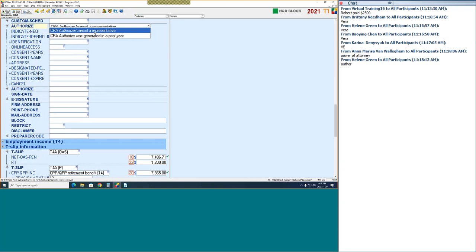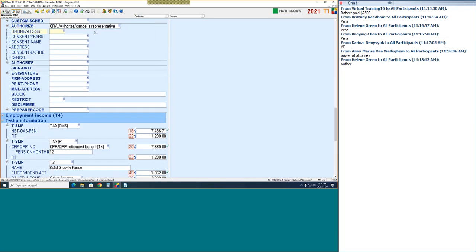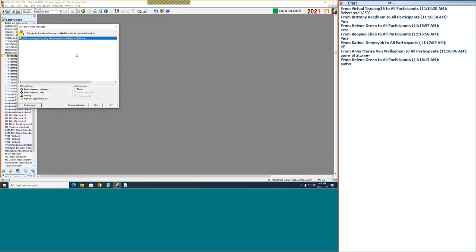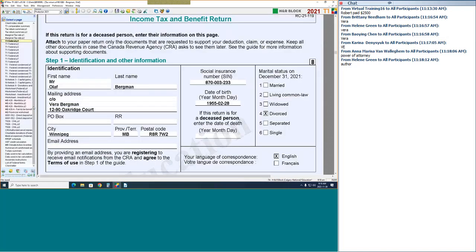We want to generate an authorization form. So we're going to say CRA authorized representative. It's going to give us a warning. That warning is telling us you need to print this and sign it and electronically submit it. So what I'm going to do is go in with my warning there, say continue calculating.